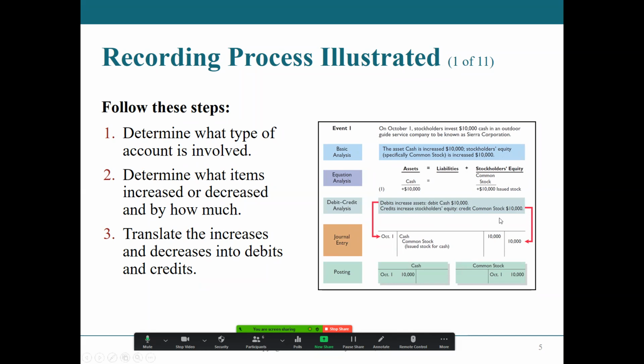All right, so once we've created that journal entry, then we're ready to post it to the ledger, which means we're going to make what is called a T account, because it looks like a T. There's one for each account. So for our cash account, we show a debit to cash of 10,000, and a credit to the common stock account of 10,000. This lets us know the balance of the accounts at any given moment. That's why we post.